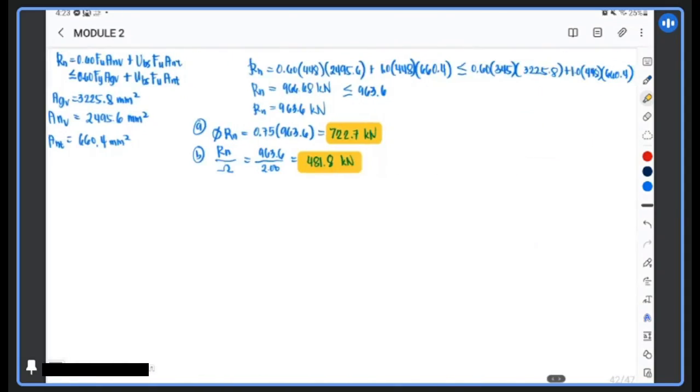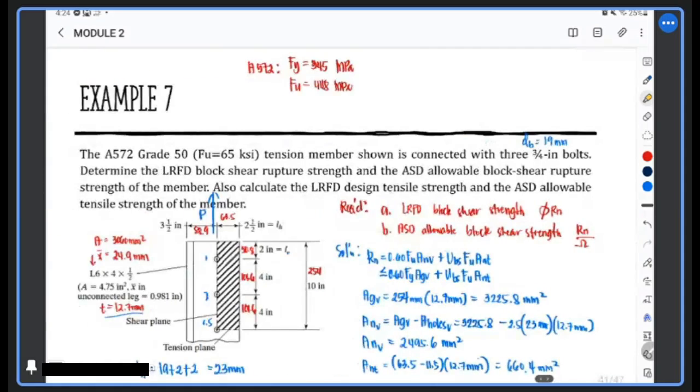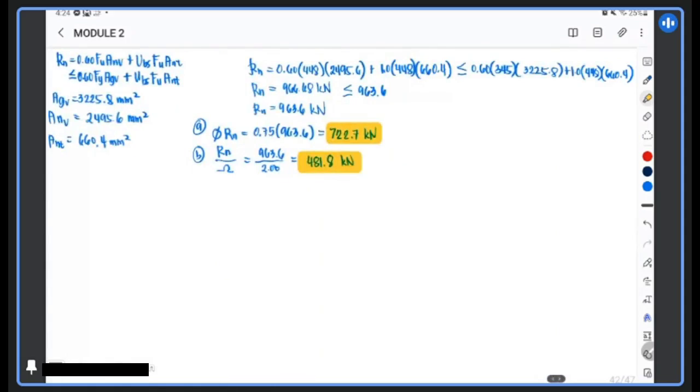Anong sinasabi niyan, class? We have only checked for the shear or block shear rupture. We have not checked for the cross section yielding and the net section rupture. So, anong gagawin natin? We still have to look for it or solve for it.